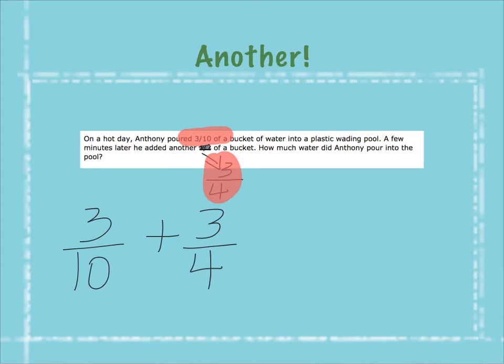All right, to find my new denominator, I'm going to multiply these fractions by each other.